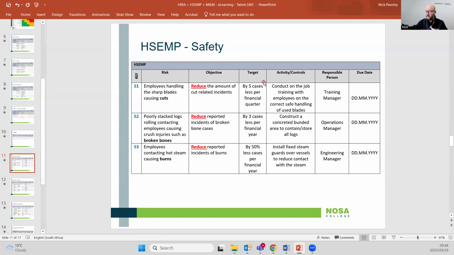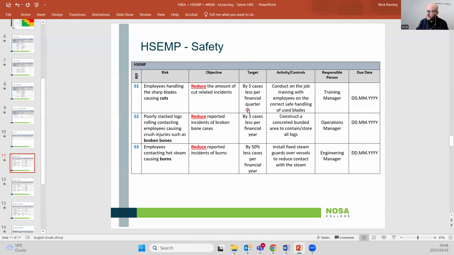So once this objective is set, at the end of the financial year, we've met the target, we can then, for the next financial year, set a new objective. Or it could be the same objective, but we can set a new target for the next financial year, if that makes sense. For safety 2, I want to reduce my incidence of broken bone cases.